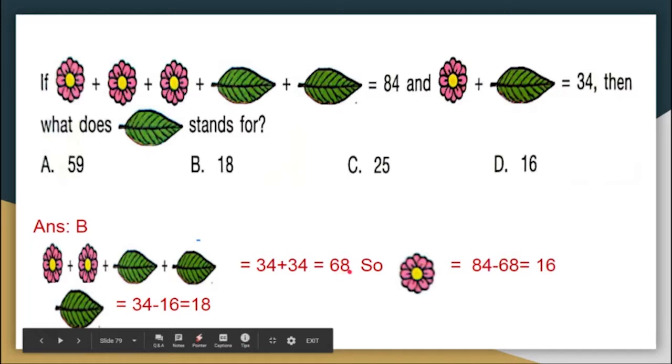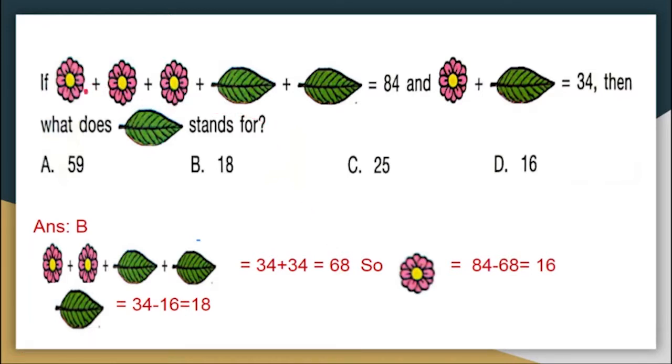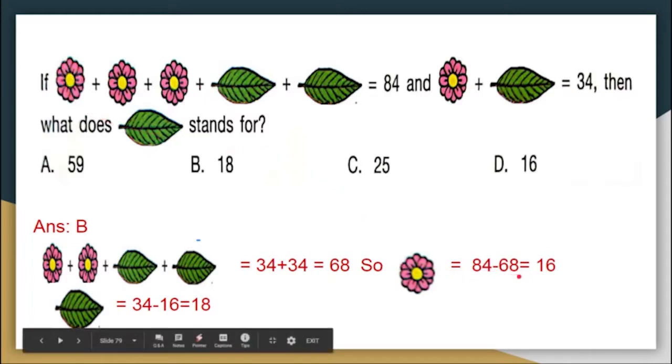So, if I keep alone this flower aside, the remaining value of all of these put together, this 2 flowers plus 2 leaves, is nothing but 34 plus 34, which is equal to 68. This 2 flowers plus these 2 leaves put together, the answer is going to be 68. That is 34 plus 34. So, what is the value of this flower? This flower will be 84 minus this 68. So, 84 minus 68, the value of 1 flower will be 16.